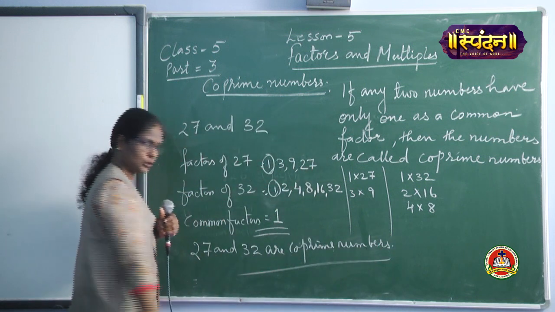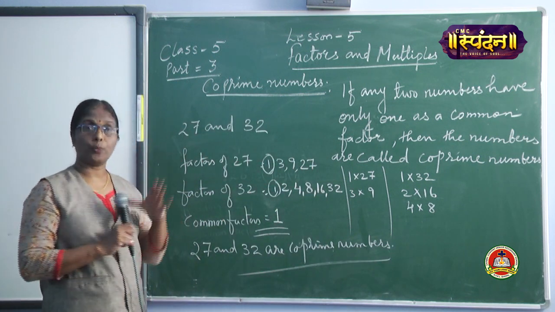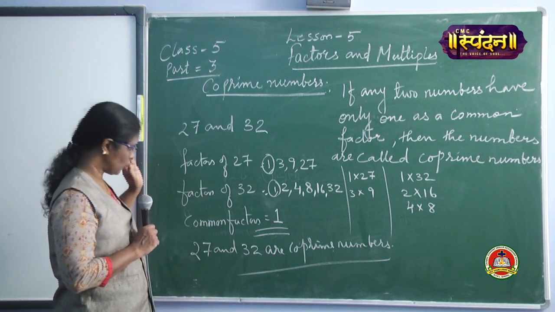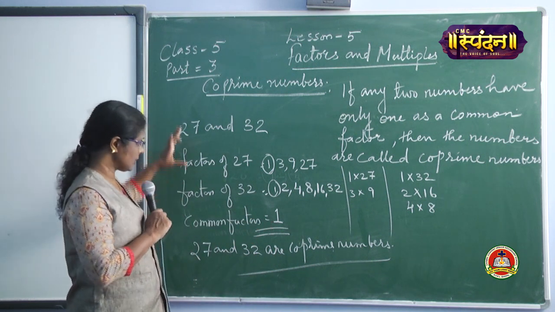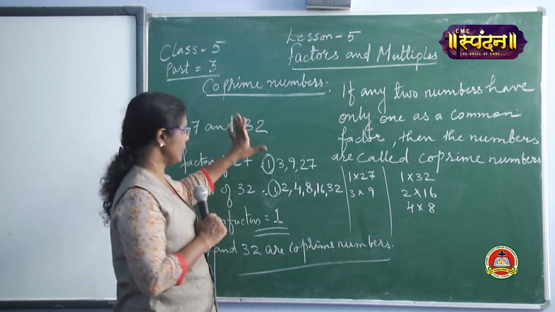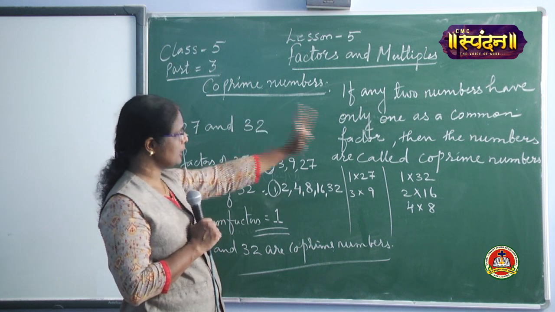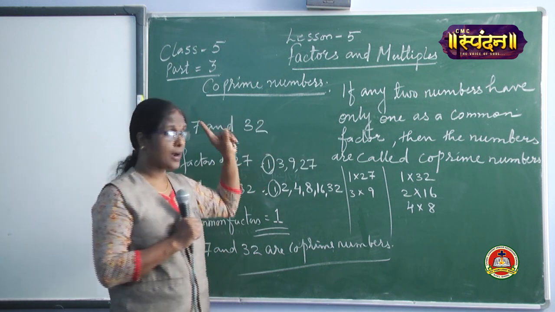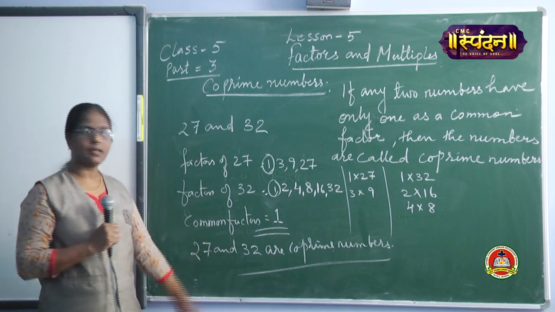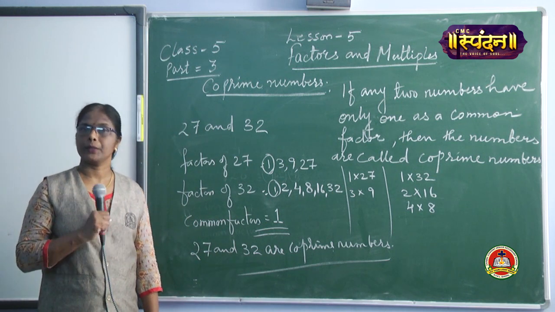I hope you have understood. That means co-prime numbers are any two numbers whose common factor is only 1. So once again we will see what are co-prime numbers. If any two numbers have only one as a common factor, then those numbers are called co-prime numbers.